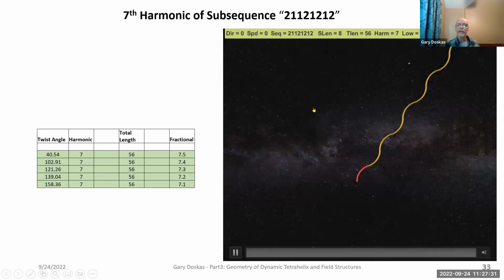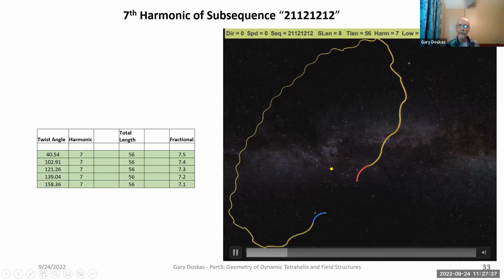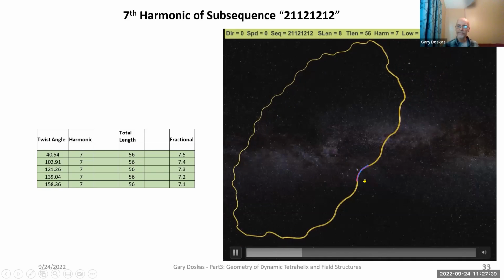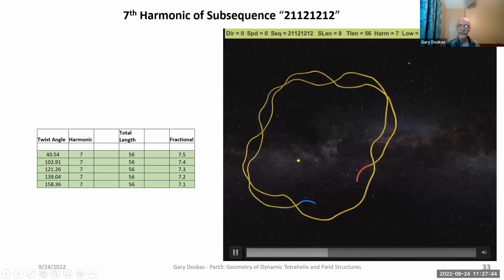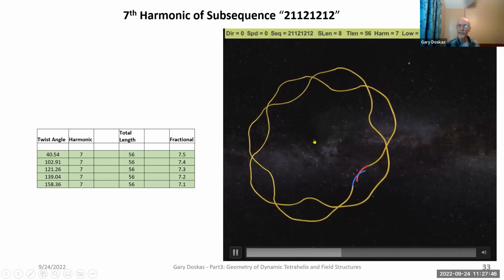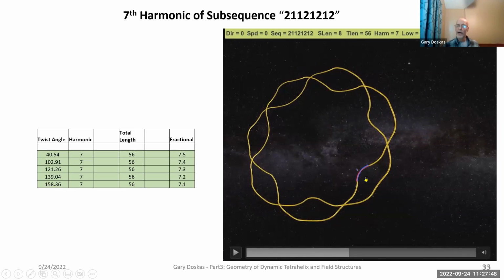So now I'm going to start this video, and it's going to start decreasing from 180 degrees. And at about 158 degrees, it creates the 7.1 harmonic. I continue to decrease the twist angle, and now it's made a second loop around itself at a particular twist angle, and this creates a 7.2 harmonic.